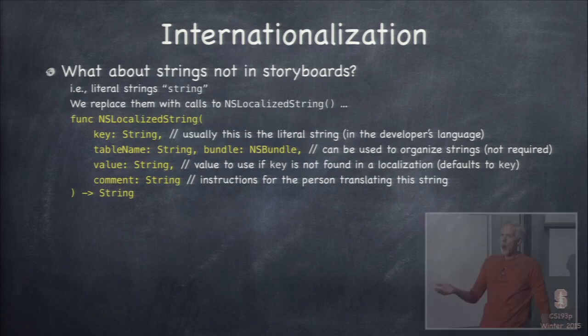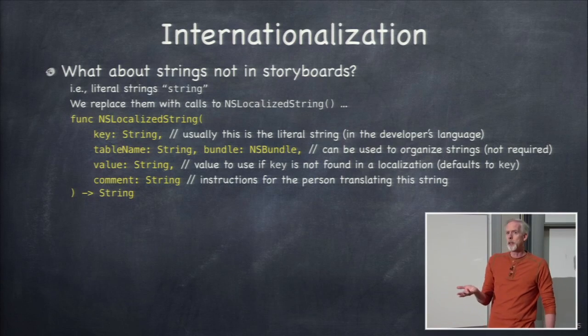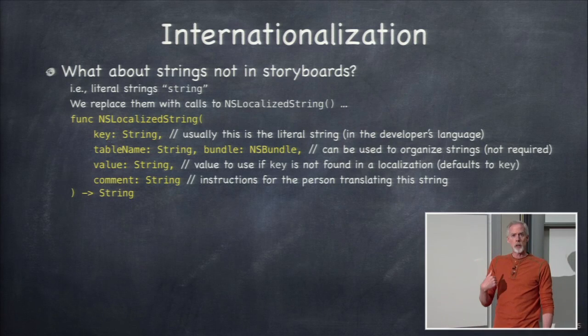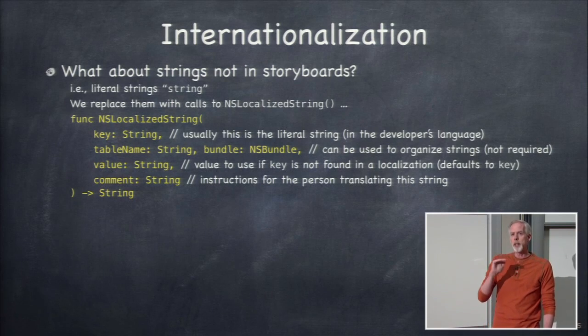So there are other strings in your app, though, besides those storyboard things in labels and stuff. There are literal strings, strings that in your code you put into the UI. And the way you localize those is by calling this function NSLocalizedString. Very, very important function. Every single literal string that's ever going to appear in the UI needs to be wrapped in a call to NSLocalizedString. So the first argument to this thing is the key.